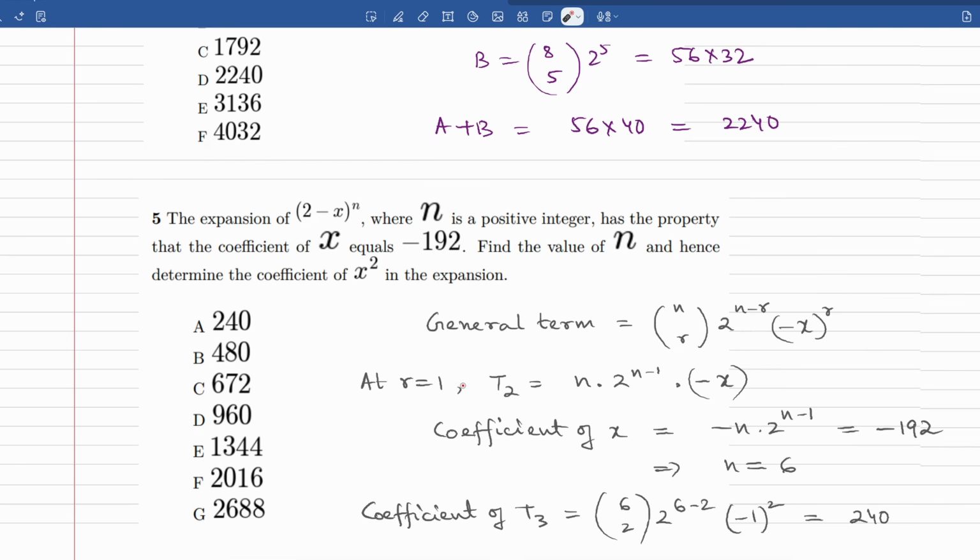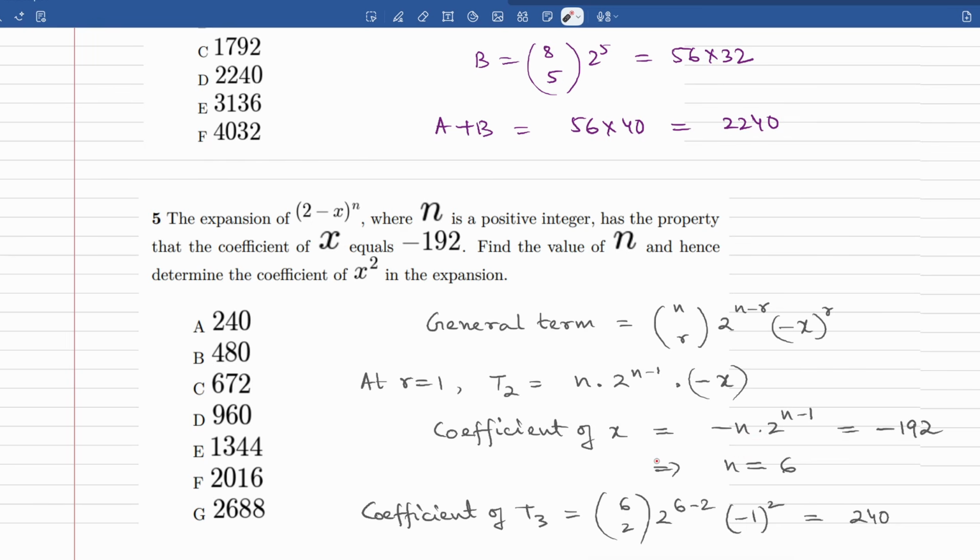So at r is equal to 1, T2 becomes n times 2 to the power n minus 1 into minus x. r is equal to 1 will give me the second term which contains x. That coefficient is minus 192. That means minus n times 2 to the power n minus 1 is minus 192. Now we have to figure out the value of n. Of course, negatives cancel out. So I have an even number into n, right?